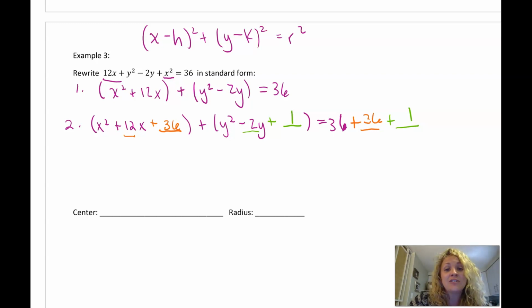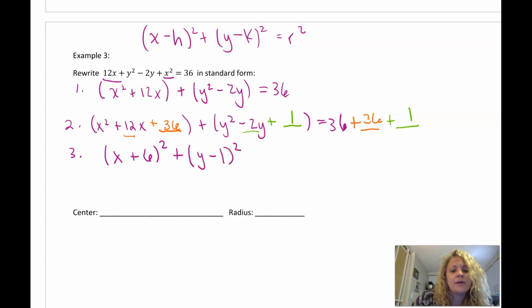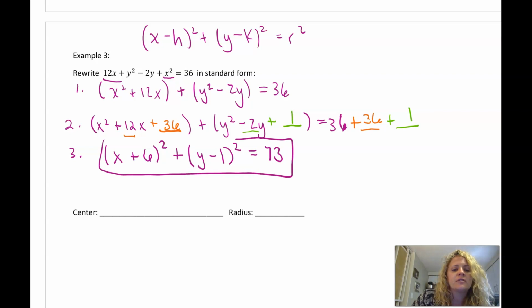The last step is to just factor and simplify, which, believe it or not, I think is the easiest step. All right, so when I factor my first perfect square trinomial, that becomes x plus 6 in parentheses squared. And then we've got a plus sign in the middle. Then we factor this next one, y minus 1 in parentheses squared. And then that equals 36 plus 36 plus 1. So let's see, that's 72 plus 1, 73. So that is the equation of our circle.